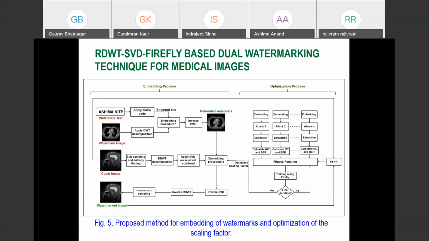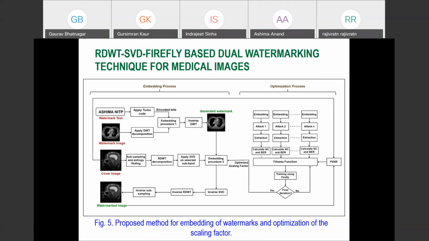This generated watermark is then embedded into the cover media. For this, we have subsampled the cover image, and the entropy of each subsample component is calculated. The subcomponent with the maximum entropy is chosen and is decomposed using RDWT, redundant DWT. Further, on the selected subband, SVD is applied, and on the achieved singular matrix, the generated watermark is embedded, producing the watermarked image.